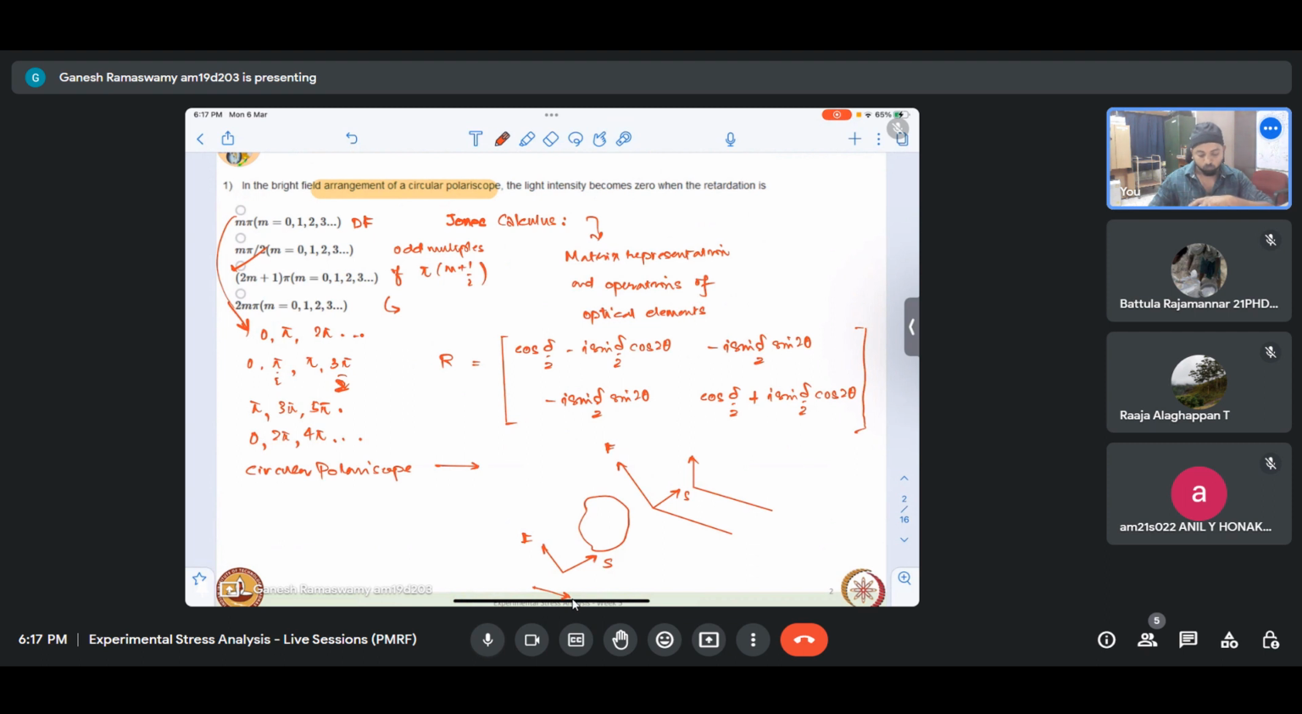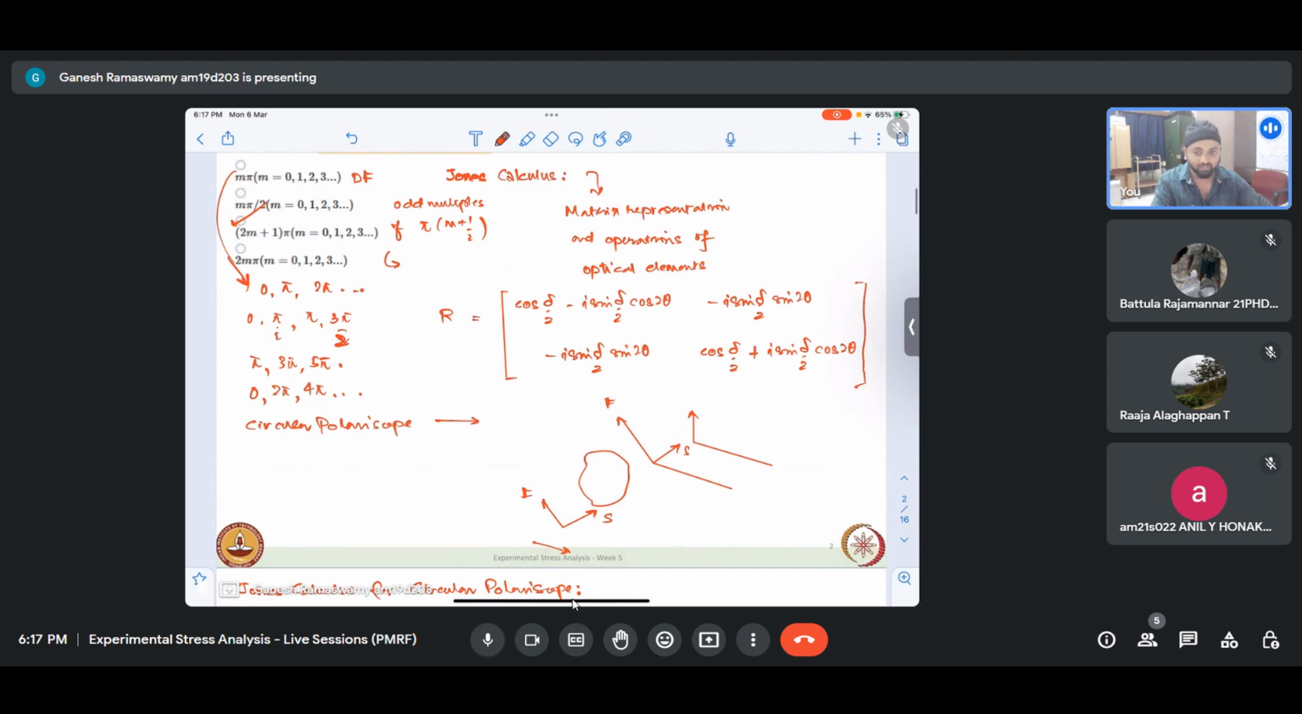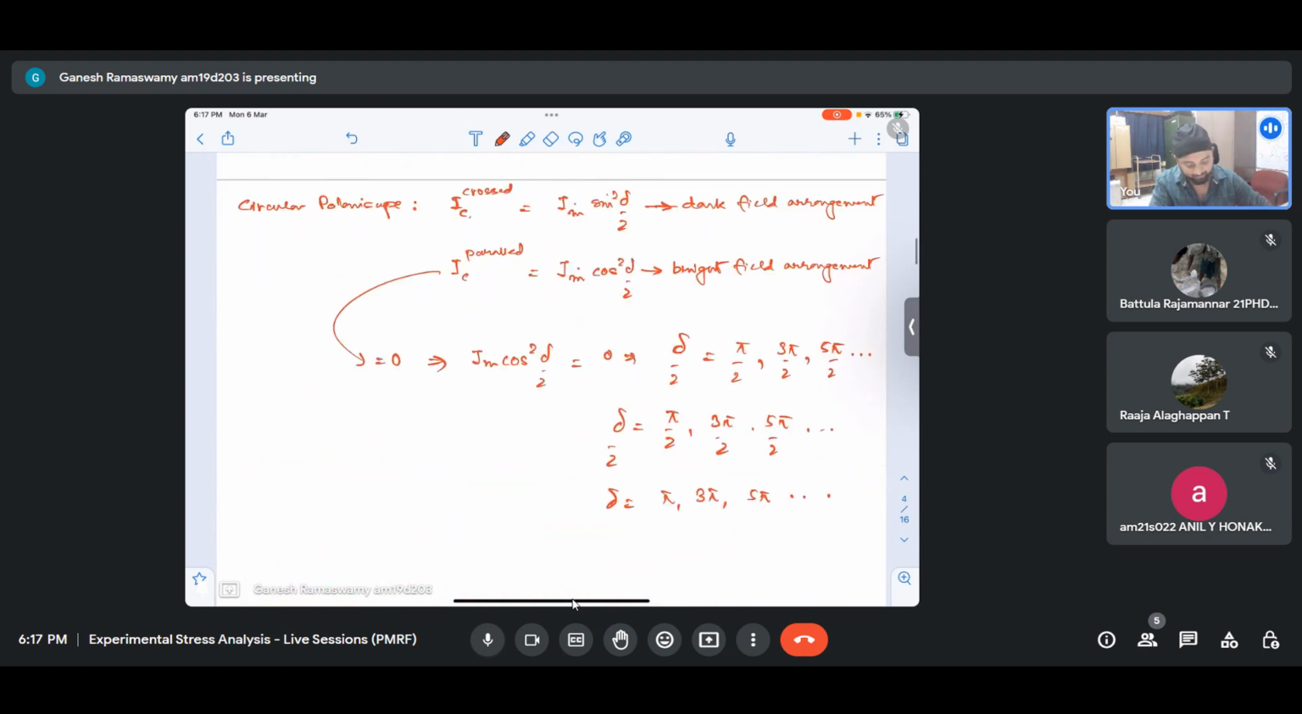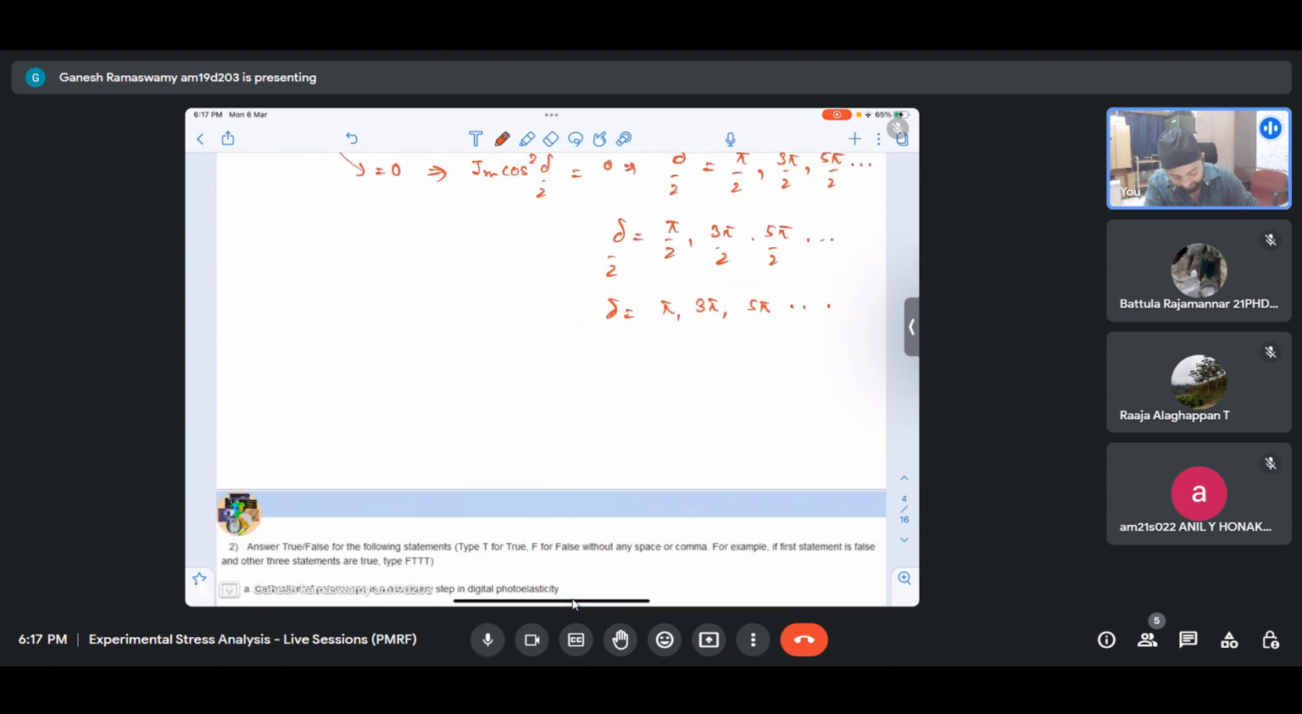Okay, I hope that this is clear. I stretched it out a little bit towards the end. Basically, the essence is either sine square delta by 2 goes to 0, which happens to be dark field, or cos square delta by 2 goes to 0, which happens to be bright field. The question is asking about delta and not delta by 2. So that is where the confusion was initially.